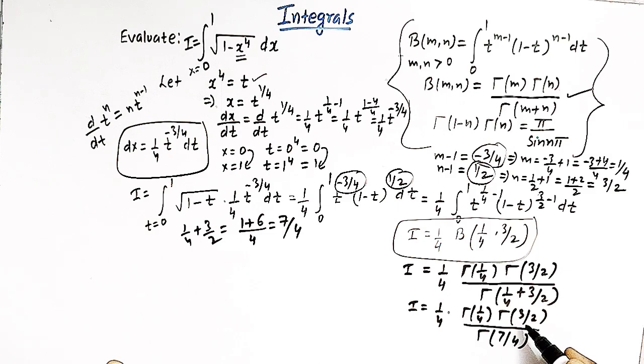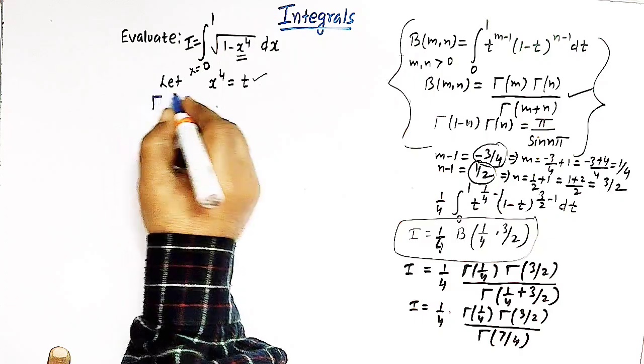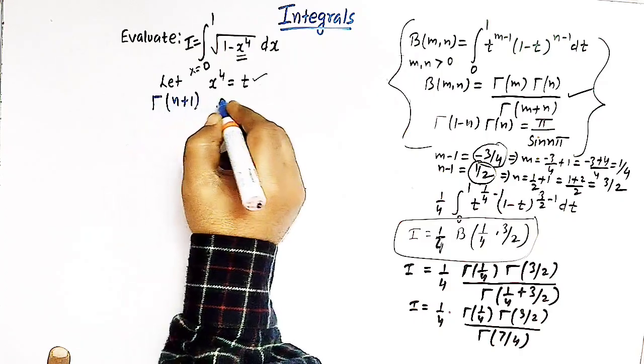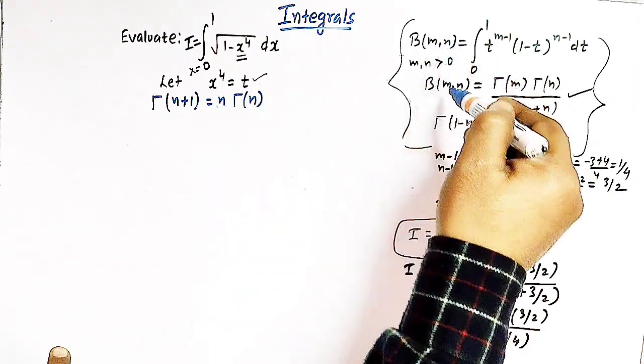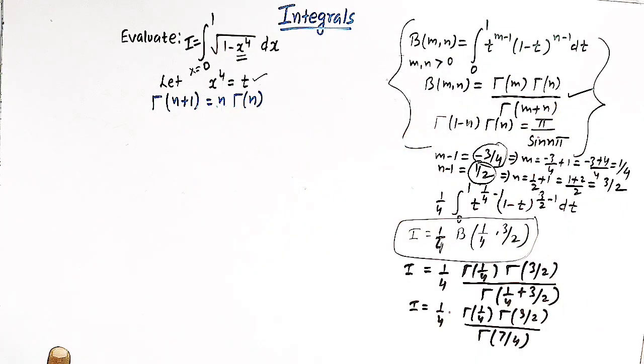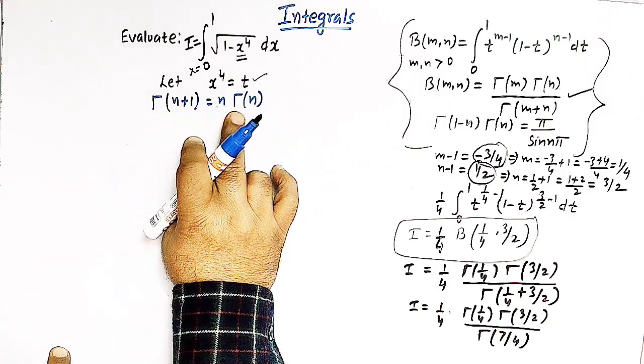Now let us write the values of gamma 3 by 2 and gamma 7 over 4, because here we are going to express this integral I in terms of gamma 1 over 4. So now we know an important relation, that is gamma n plus 1 is given by n times gamma n, right? So here in the list of these three important results, we can also add this one. So gamma n plus 1 is equal to n times gamma n.